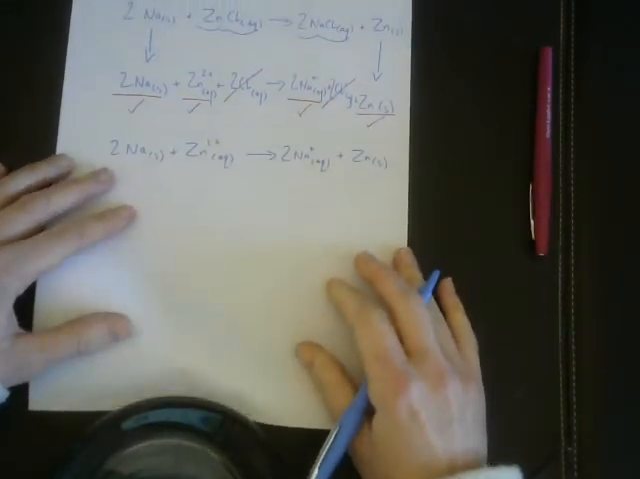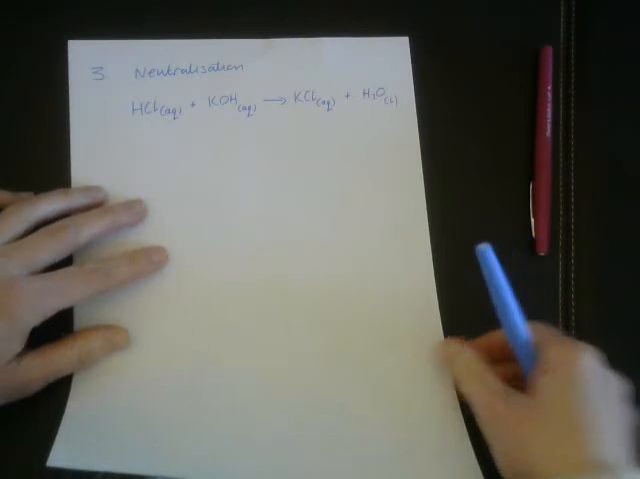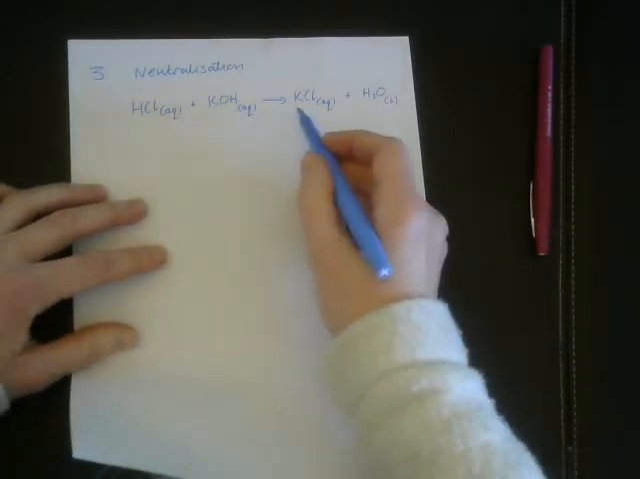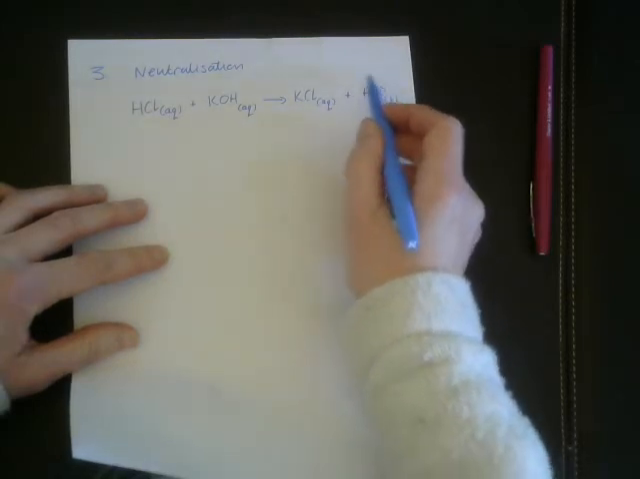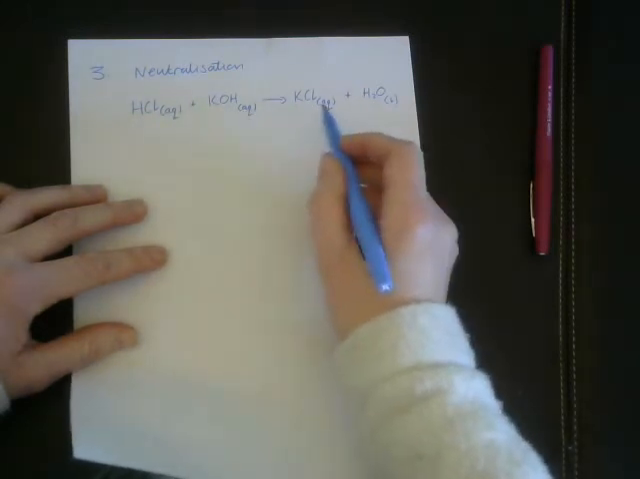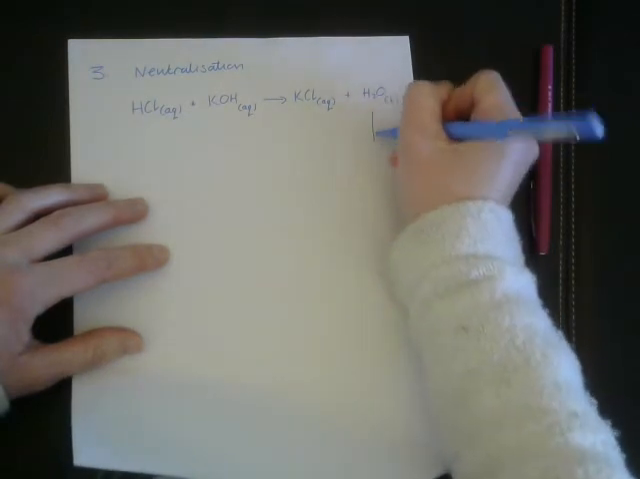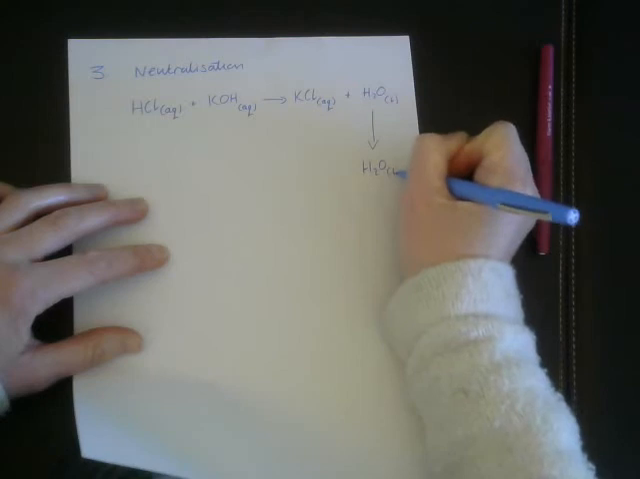Okay. Right, finally, let's have a look at our neutralisation reaction. Okay, so we've got hydrochloric acid, potassium hydroxide going to potassium chloride and water. It's a neutralisation reaction, so water is always made. 2 aqueous solutions here, 1 aqueous solution here, but we've got a liquid there. So we're definitely going to keep that in our final ionic equation.